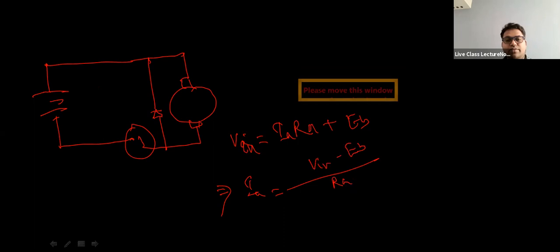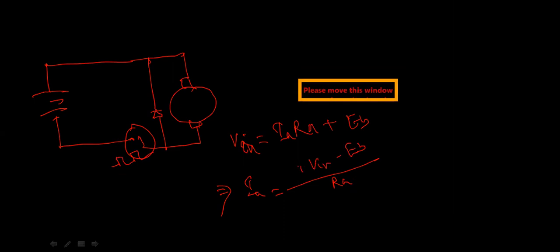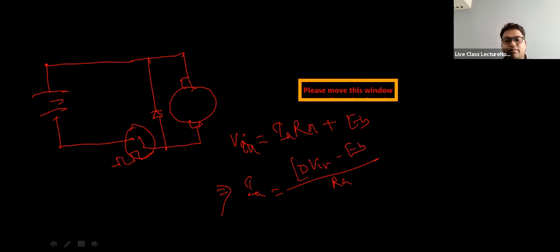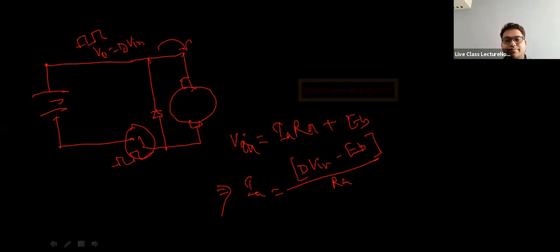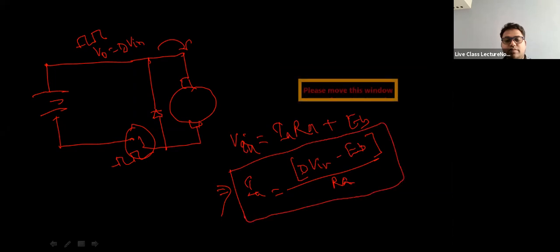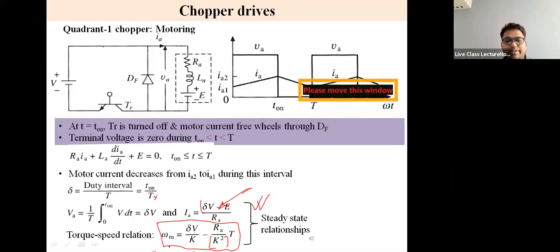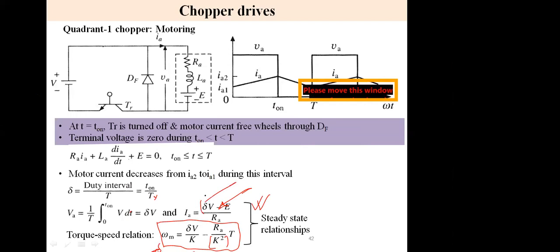But now V in is being chopped, so it is having a PWM. So this V in will have a term like D into V in, right? Why? Because you are not giving the full supply, you are cutting the supply at some time. So V naught equals D into V in. This voltage is only getting applied here. So that would be D V in minus E back by RA. So this is the equation that we got. Here D is actually written as delta.